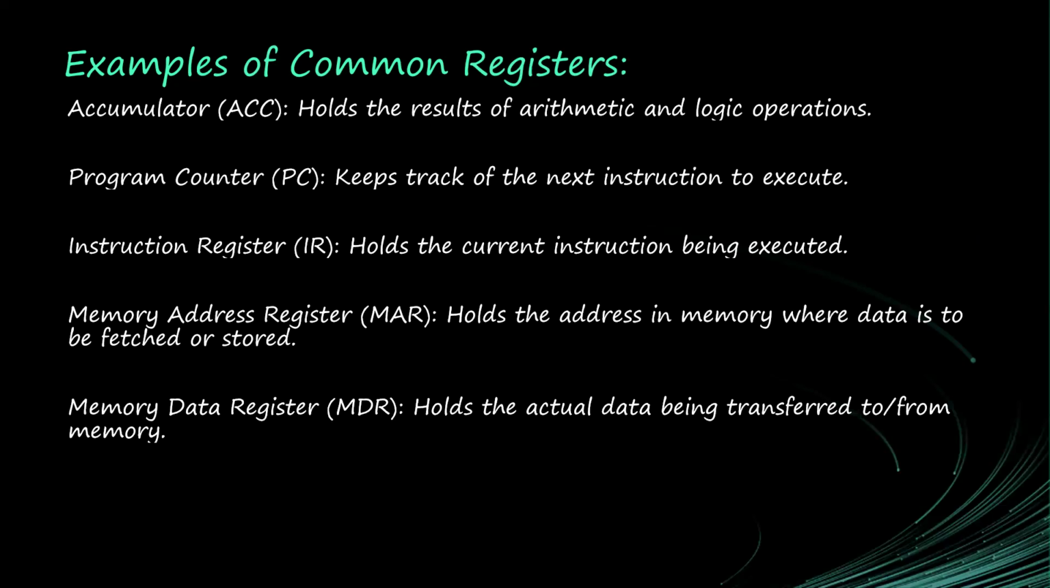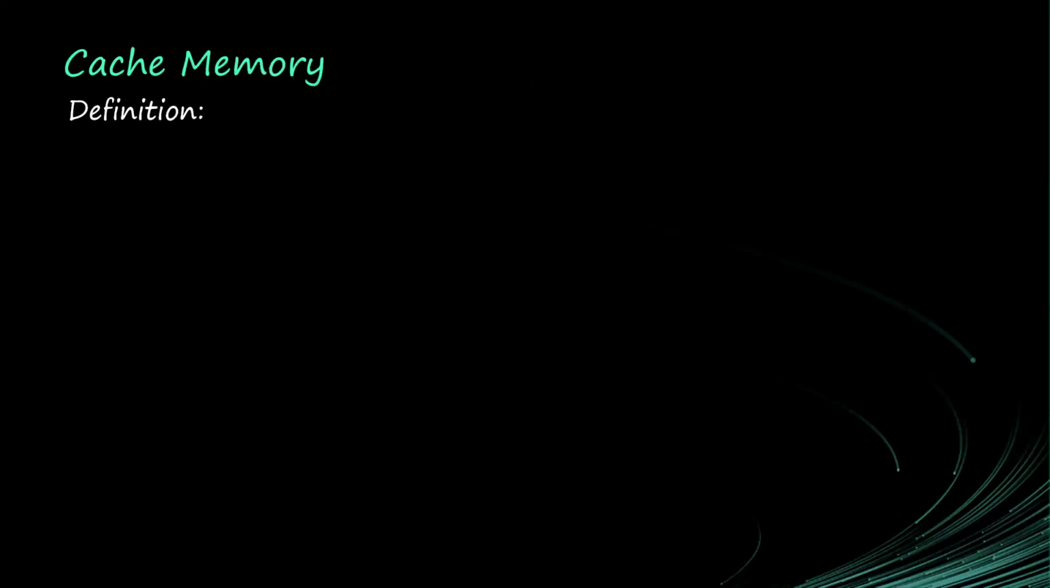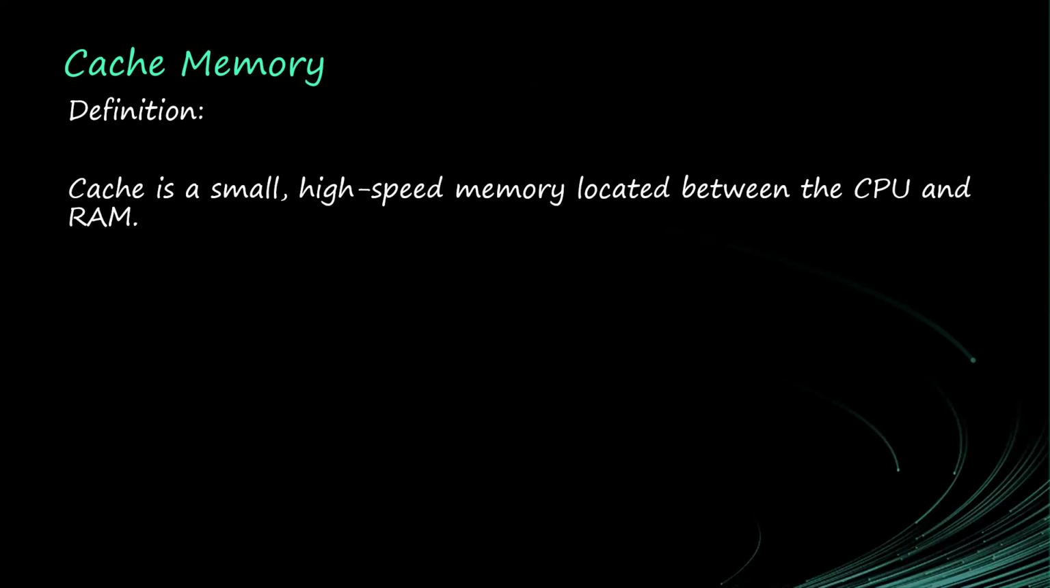We also have the cache memory. Cache memory is a small, high-speed memory located between the CPU and the RAM. RAM is also a memory device, a storage device. I'm going to tell you why cache is needed in the computer when we talk about computer architecture. You're going to understand why we need extra memory inside the CPU when we already have memory like the RAM.